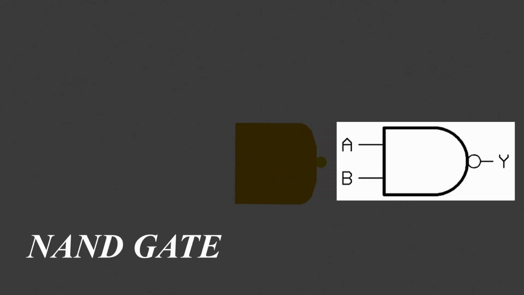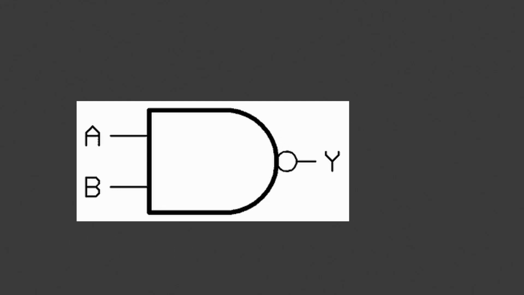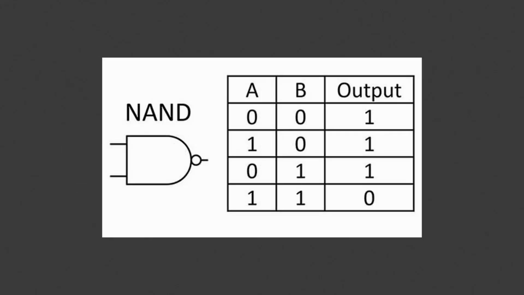NAND gate. This gate is essentially an AND gate followed by a NOT gate. It produces the opposite output of an AND gate. It outputs 0 only when both inputs are 1, otherwise, it outputs 1. Here is a truth table visualizing the logic gate.